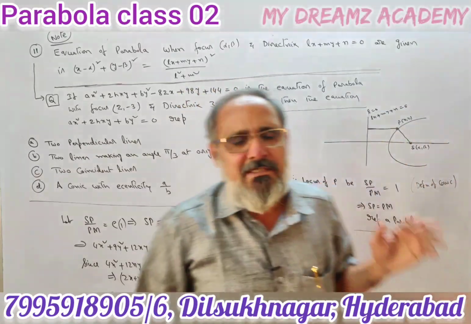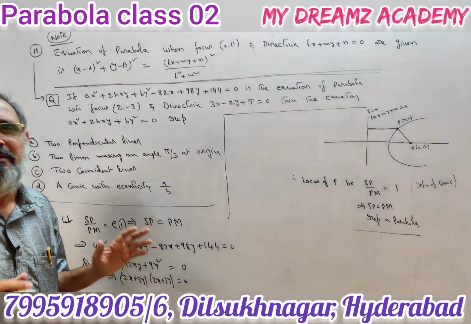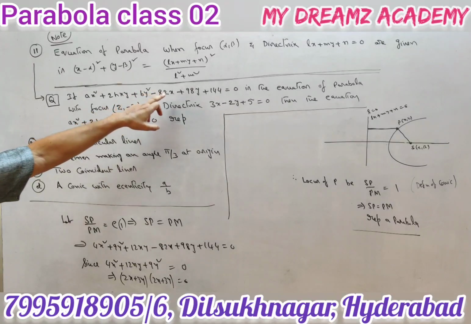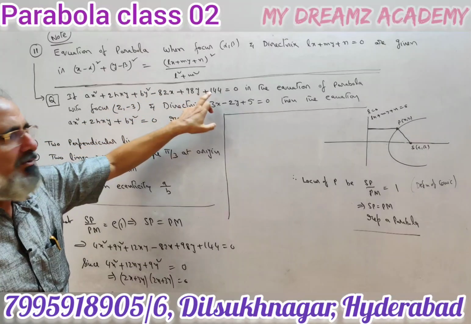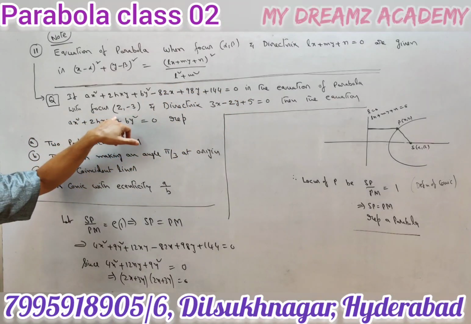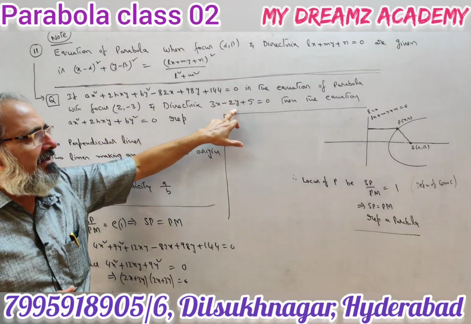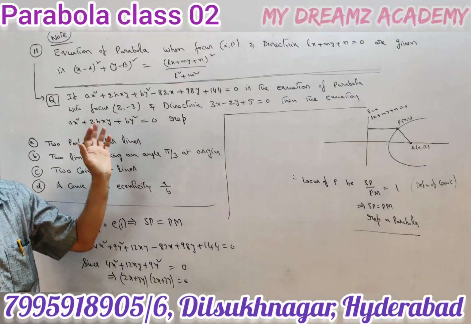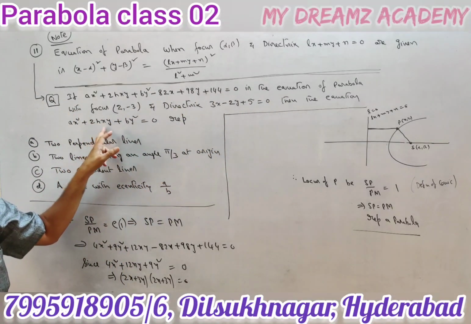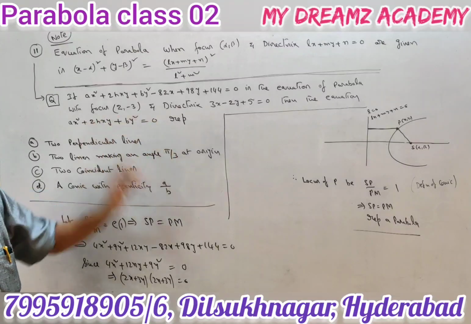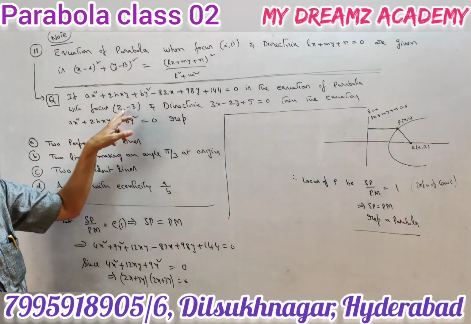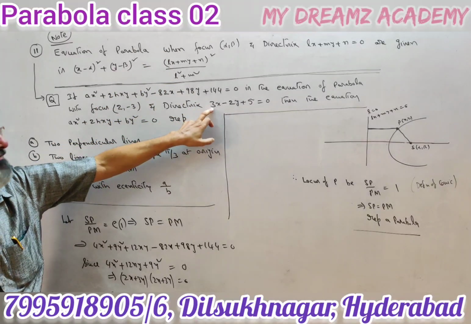Now the question, which came in EAPCET 2023, first batch. If ax square plus 2hxy plus by square minus 82x plus 92y plus 144 equal to 0 is the equation of a parabola with focus (2, minus 3) and the directrix given, then they are not asking for the equation of the parabola. They are asking what the equation ax square plus 2hxy plus by square equal to 0 represents. So first, the focus is given as (2, minus 3) and the directrix is given.